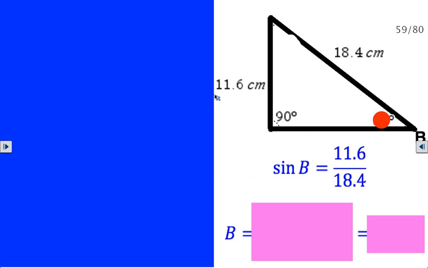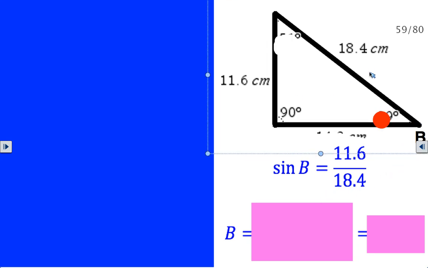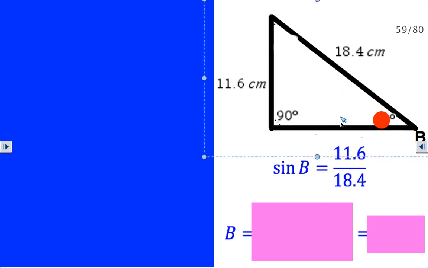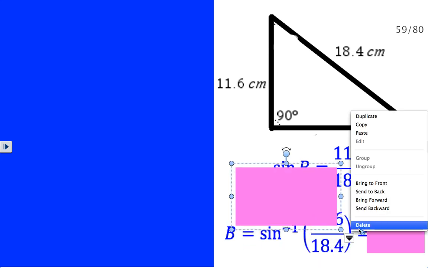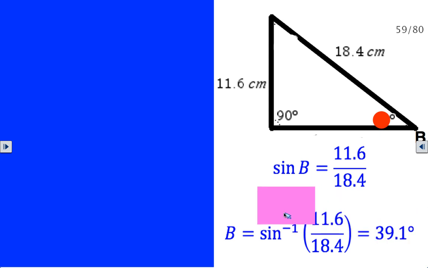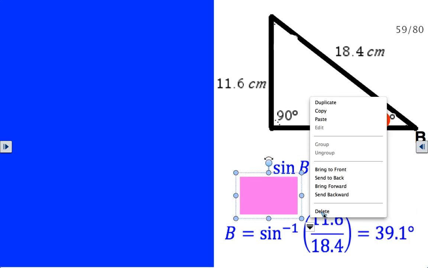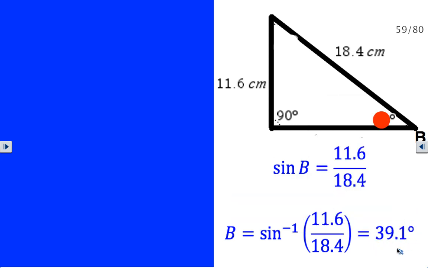Okay. Make sure you remember how to set up your SOHCAHTOA. The tangent of x equals opposite over adjacent, sine x equals opposite over hypotenuse, and then cosine x equals adjacent over hypotenuse. This time we're doing the opposite over the hypotenuse. Okay, and then to find angle B, you need to do the inverse sine, and then you plug everything into your calculator, and you get your angle in degrees.